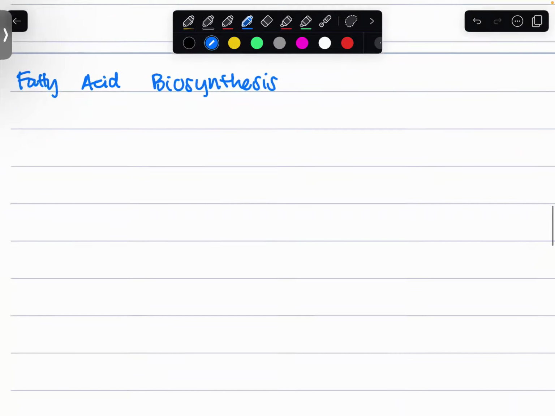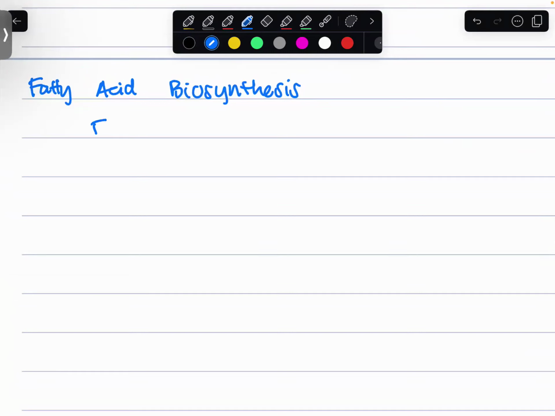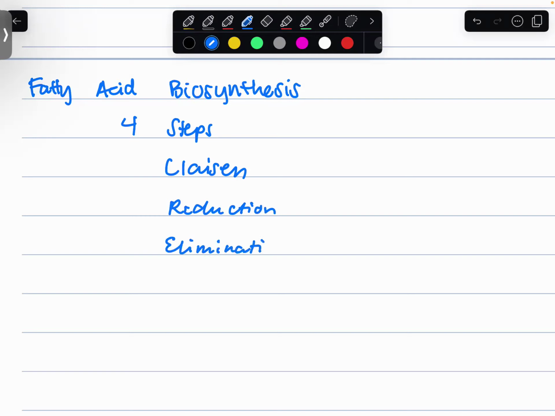So fatty acid biosynthesis is four steps. You have a Claisen-like reaction, a reduction, an elimination, and another reduction. Both reductions require one NADH.